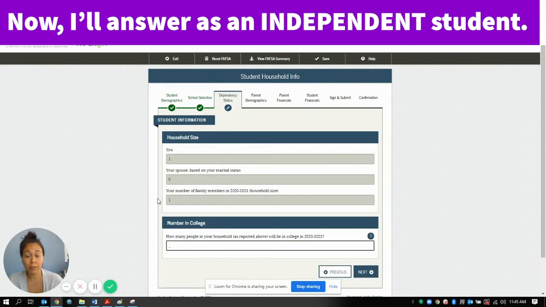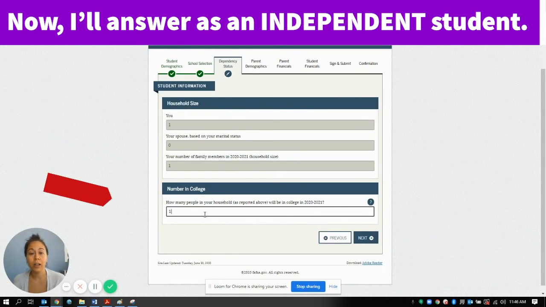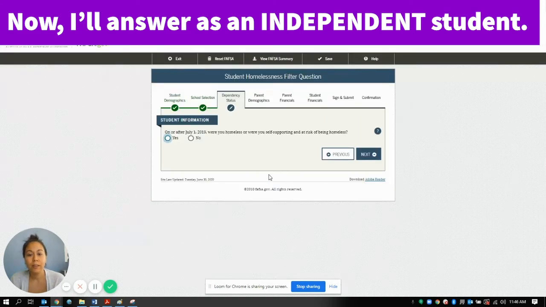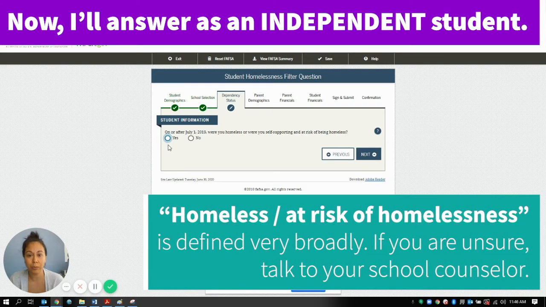When you click any of those boxes, the household size is 1, just you. Number in college, how many people will be in college in the next year? It would be 1, just you. This question is asking if on or after July 1st, you were homeless or self-supporting and at risk of being homeless. Homeless is defined very broadly. Homeless could mean living in a shelter. Homeless could mean staying in someone else's house in a temporary living situation, staying from one house to another house from day to day. It can mean a lot of different things. If you think that might be the case for you, then you will click yes.